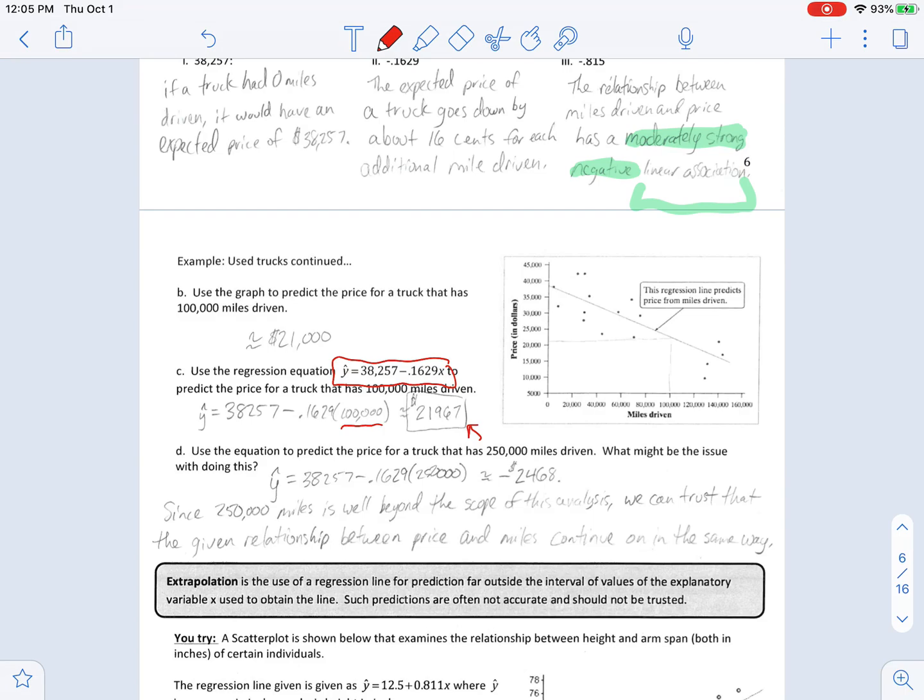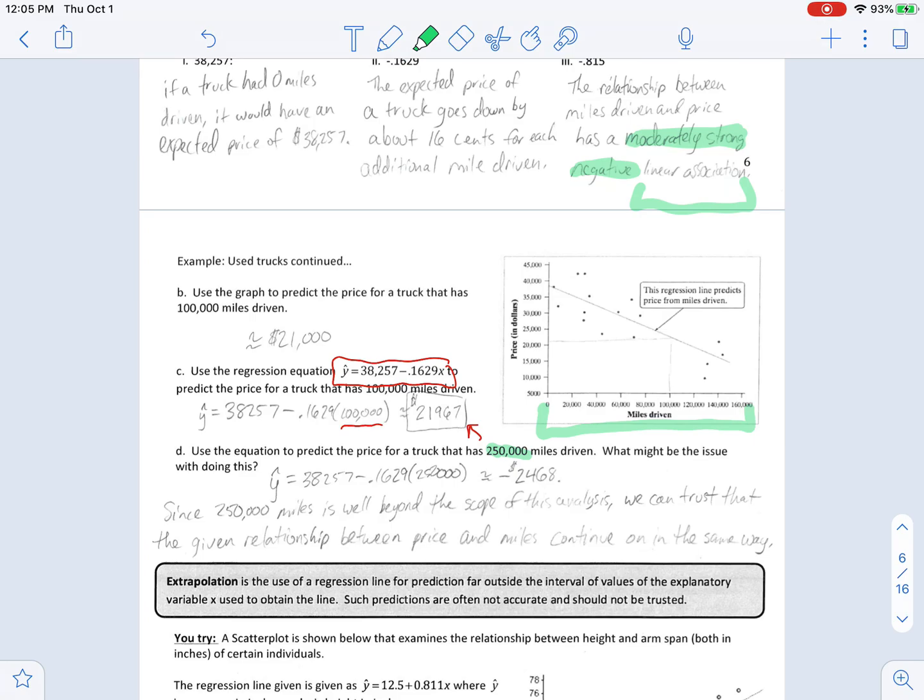And then finally, use the equation to predict the price for a truck that has 250,000 miles driven. Why might this be an issue? What might be the issue with doing this? Again, you could plug in 250,000. You get negative 2,468, which should pop up as a light bulb for you. Like, are they going to pay me almost $2,500 to take the truck away? No, probably not. The bigger issue here is if you look at 250,000 miles, that does not fit within the data window here. Okay, we're only going up to 100,000 miles.